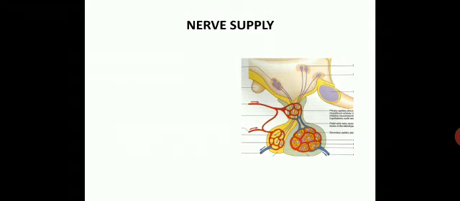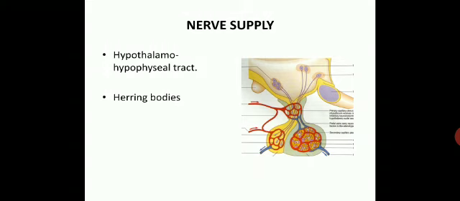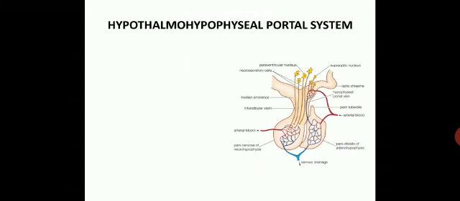Nerve supply: the neuronal control is through the hypothalamo-hypophyseal tract. In the posterior lobe or the pars posterior, there will be enlargement of the axonal end, that is called the Herring bodies. So, what is the hypothalamo-hypophyseal portal system?